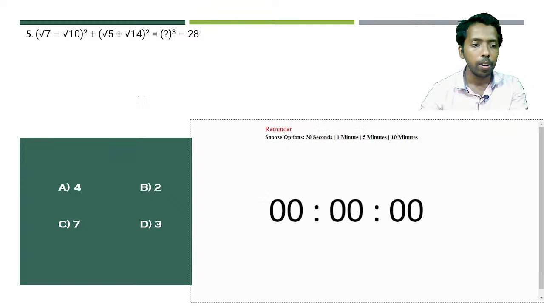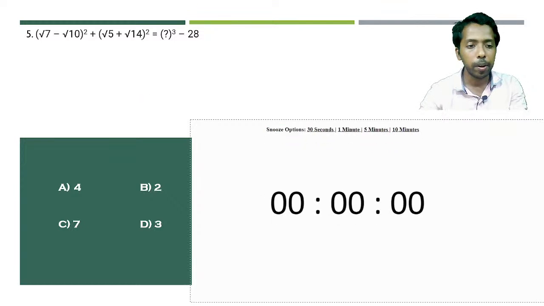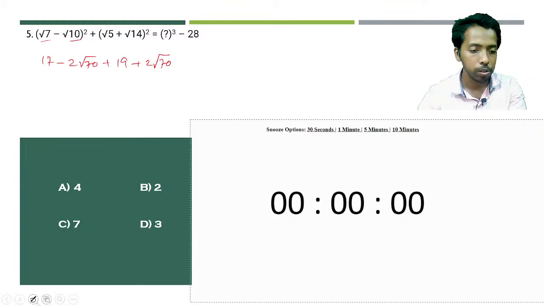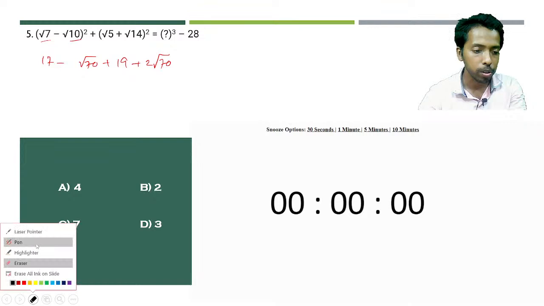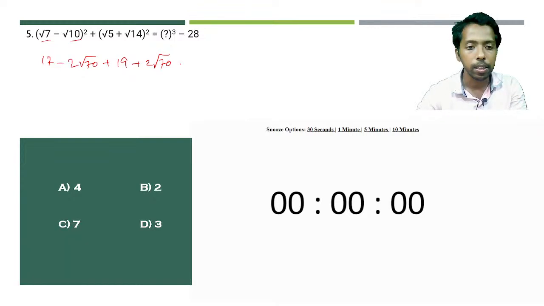Okay. This is a minus b whole square, a plus b whole square. So definitely this square and this square should be added. So this is 17 minus 2 square root 70 plus this is 19, 5 plus 14 and square root of 70. Okay, this is 2. Yes, this 2 comes from the formula itself. Right, and then x cube minus 28. So this term is gone. This is 36 plus 28, which gives us 64, which is equal to x cube. So value of x is 4.